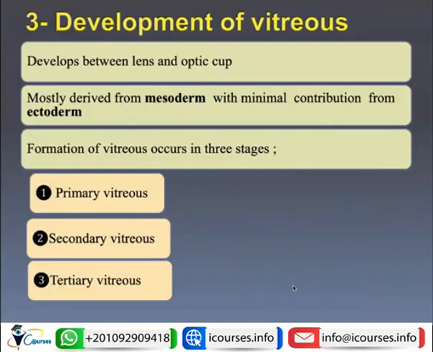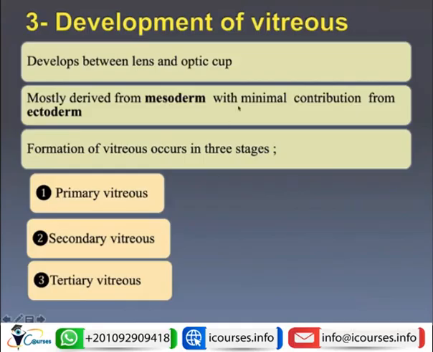Now let's talk about the development of the vitreous. The development of the vitreous is one of the most important topics in embryology. If you asked me what the most important topics in embryology are, I would tell you they are the development of the lens, the vitreous, and the cornea. These are the most important topics within embryology, and most of the questions revolve around them.